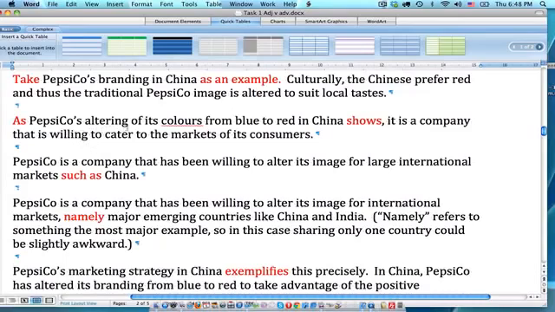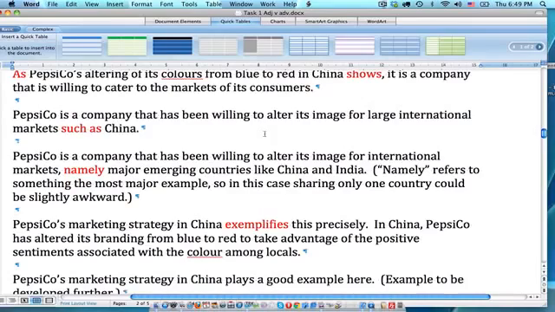As PepsiCo's altering of its colors from blue to red in China shows, it is a company that is willing to cater to the markets of its consumers. So what you can see here is we've used the words as and shows to kind of frame the example itself.